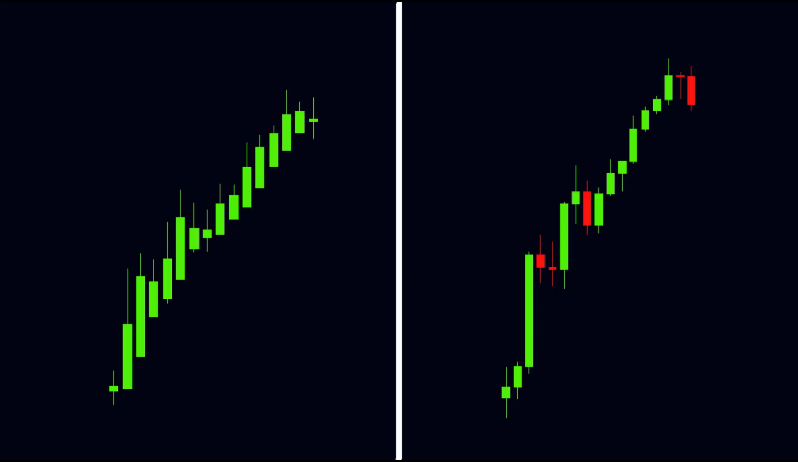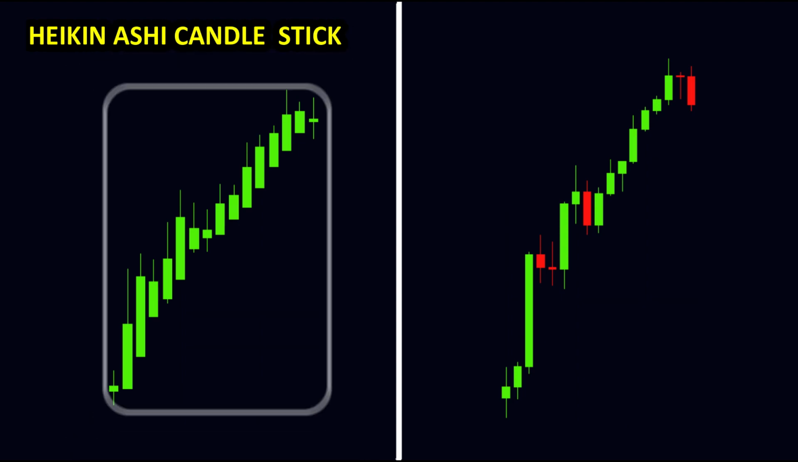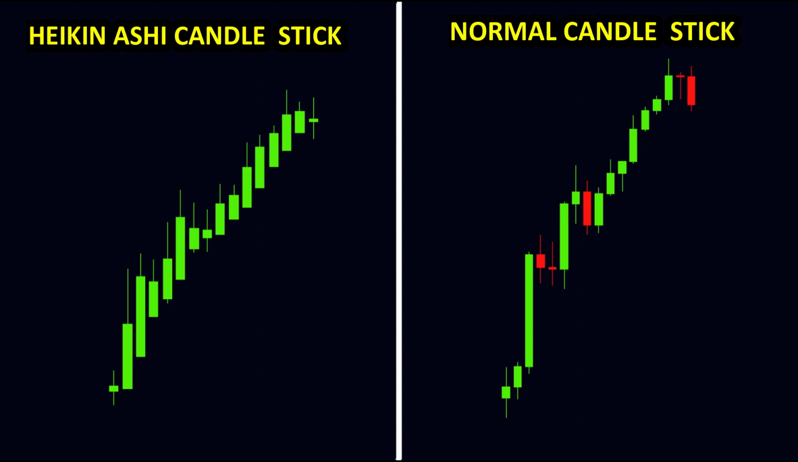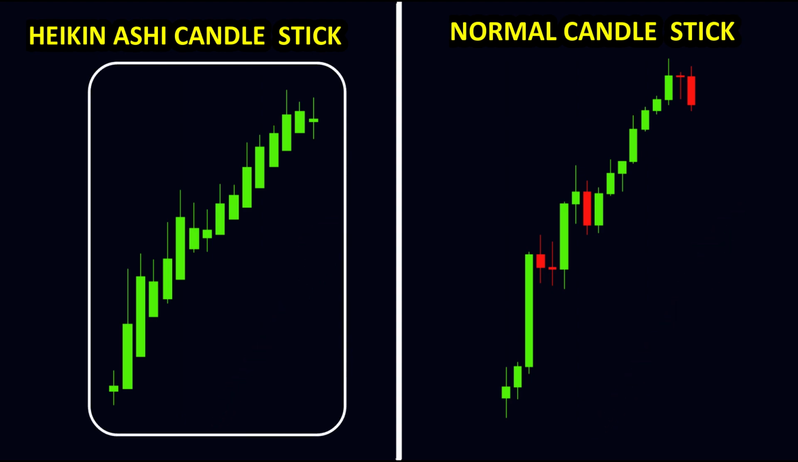Here we have the chart of a stock, which is in the uptrend. This chart is based on the Heikin Ashi candlestick pattern, and this chart is based on the normal candlestick pattern. You can see the difference. Both the charts indicate that the price is in the uptrend, but this Heikin Ashi chart moves in the uptrend gradually, and all the candles are bullish.